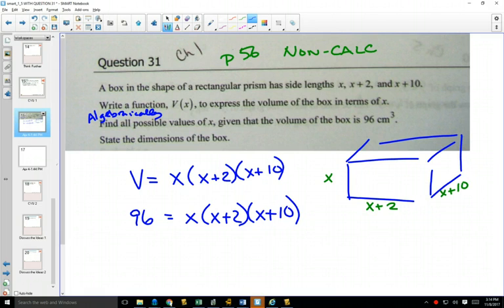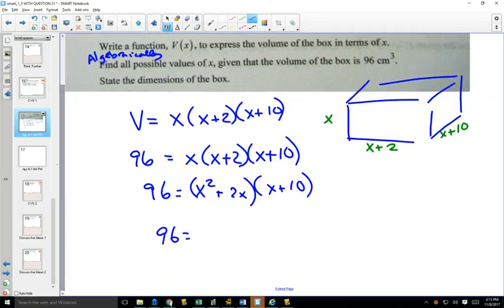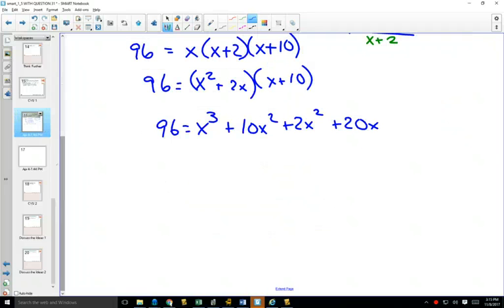So first of all, you needed to multiply this out. So you choose maybe these first two, multiply those ones, and then you would multiply this out. So x cubed plus 10x squared plus 2x squared plus 20x. And then you could move your 96 over and make it equal to 0 and have x cubed plus 12x squared plus 20x minus 96.